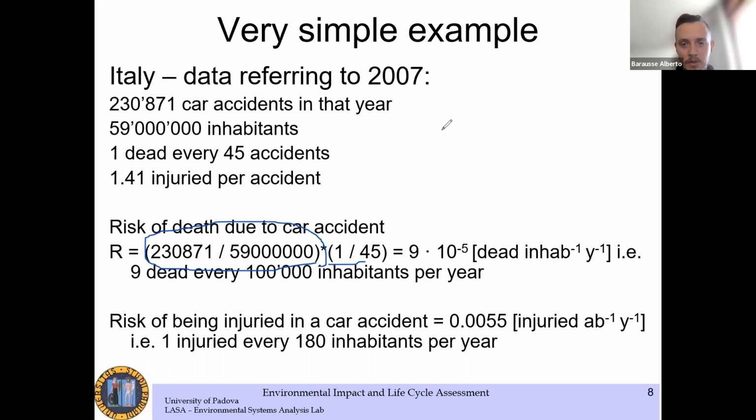You can also do the same calculation for the risk of being injured in a car, and you get that there's 1 injured person every 180 inhabitants per year. And this is the risk of being injured in a car accident using the very simplified calculations of probability that I have just shown. By the way, it's a very high risk if you think about it.